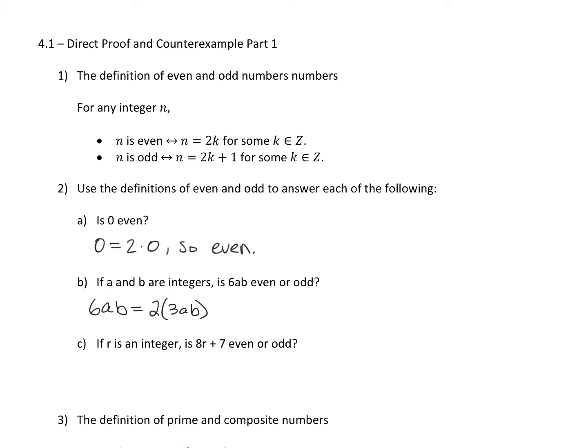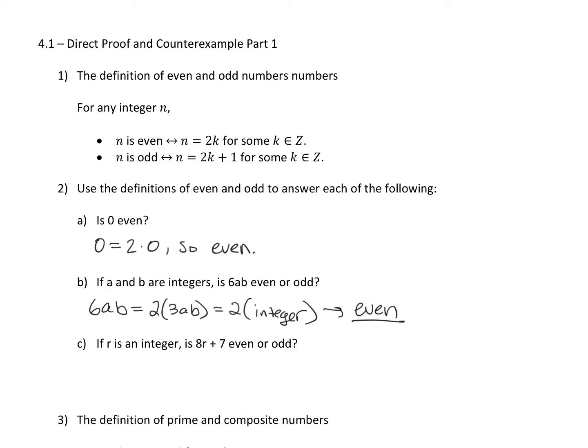And 3ab is an integer because the integers are closed under addition, subtraction, and multiplication, which means if you add 2 integers, you get an integer. If you multiply integers, you get an integer. If you subtract integers, you get an integer. It's not true for division. Dividing 2 integers doesn't always give you another integer, but addition, subtraction, and multiplication work. So 3, a, and b are all integers, which means 3ab is an integer. So this is 2 times an integer, which tells me that 6ab is even.